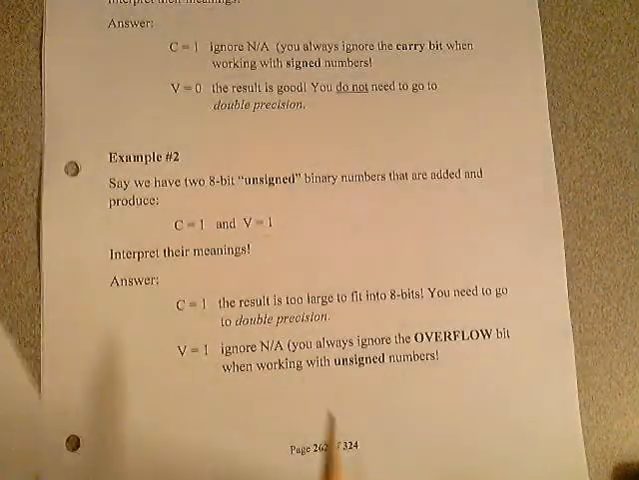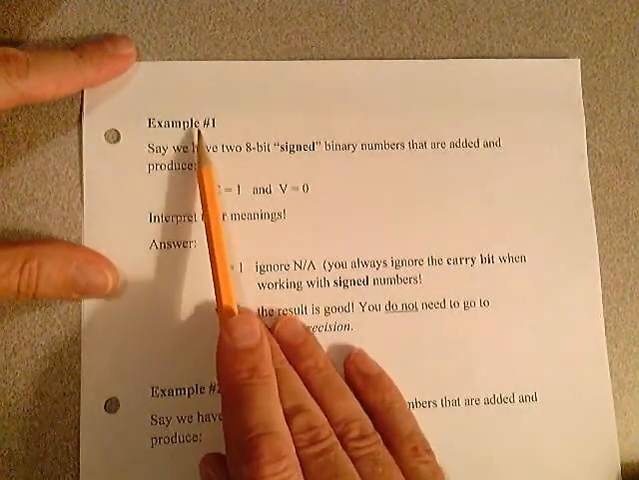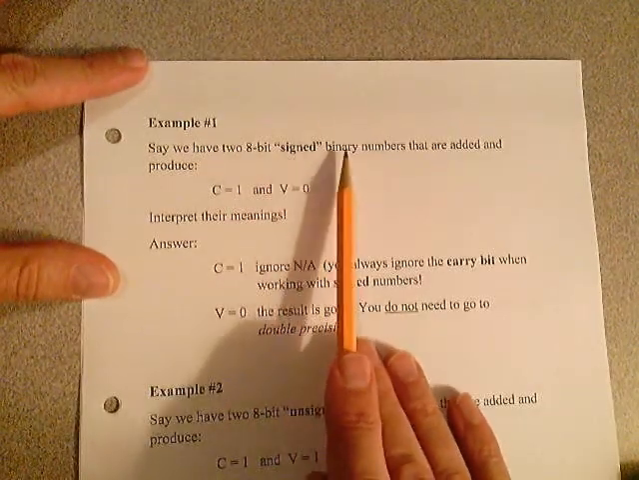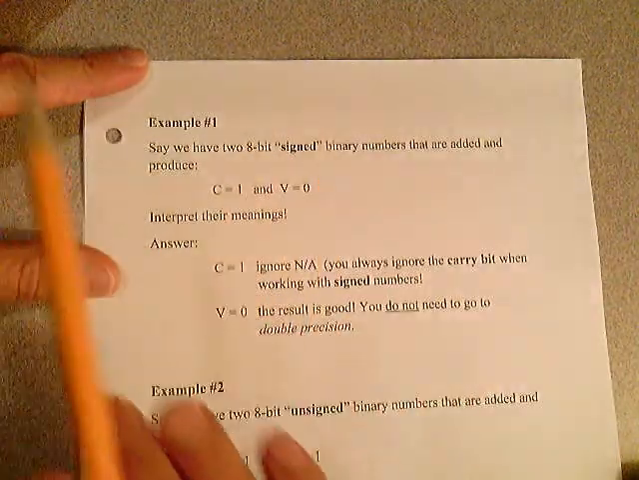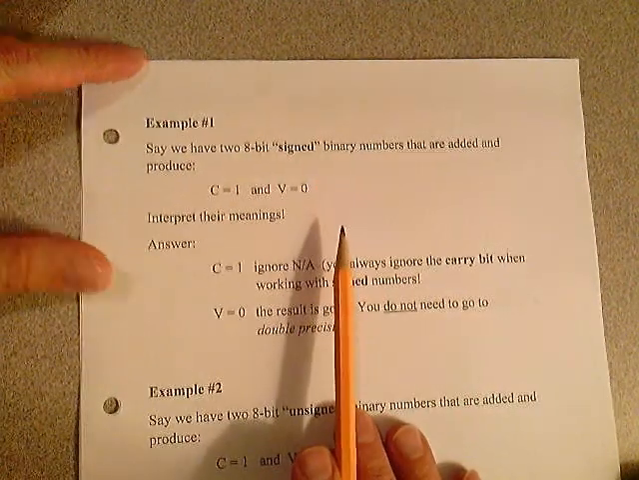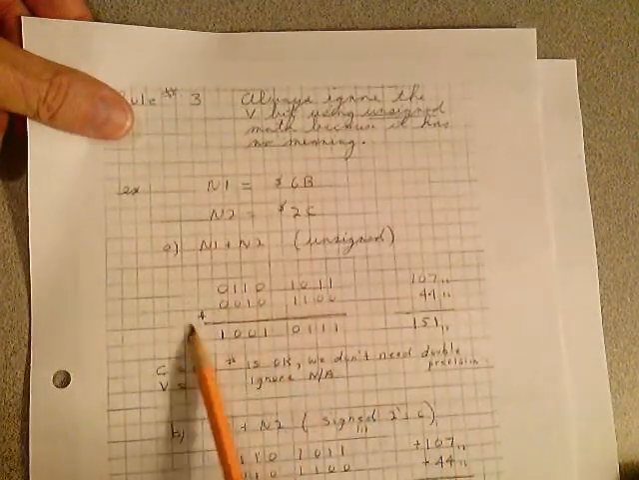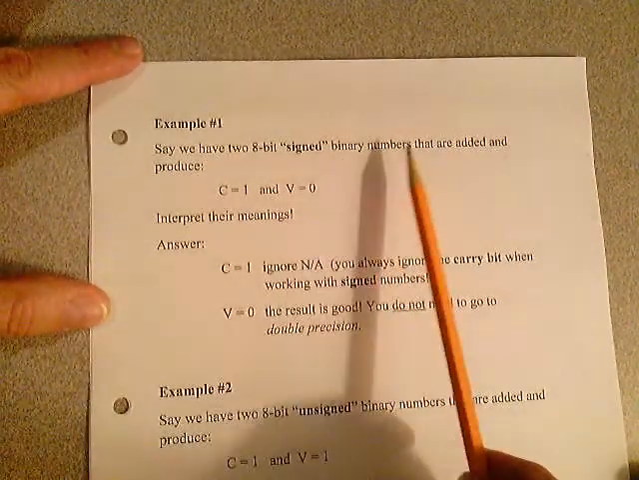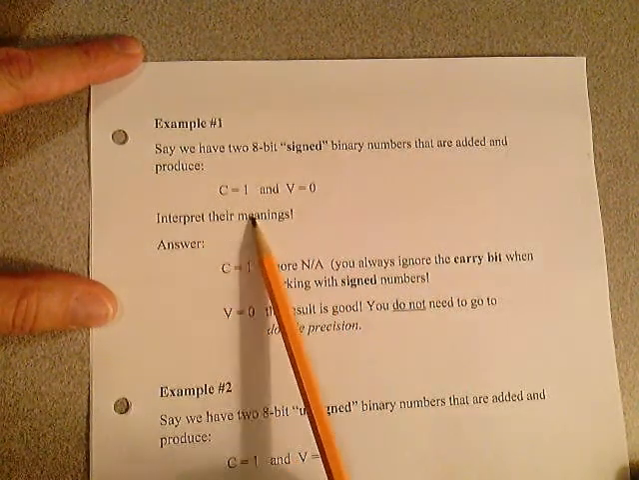There we did one example. Here's example number, I call this example number 1. Say we have two 8-bit signed binary numbers that are added to produce. Now, the mathematics is all done the same way, so I'm not going to go through this again. I'm just going to tell you here in these examples, these are signed binary numbers, and carry goes to a 1 and overflow goes to a 0, and I want you to interpret their meaning.